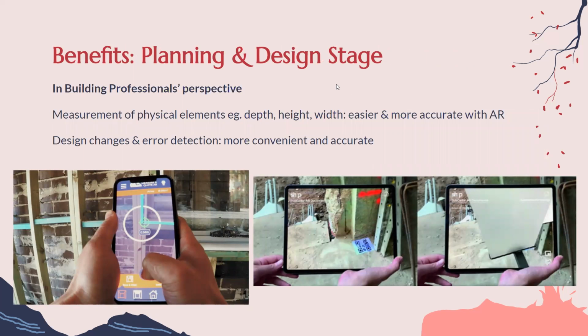Now I'll talk about some benefits of the AR system for different stakeholders. For the building professions, the measurement of physical elements can be done more easily and accurately with AR. Also, design changes and error detection can be more convenient and accurate, as shown in the diagram on the left.